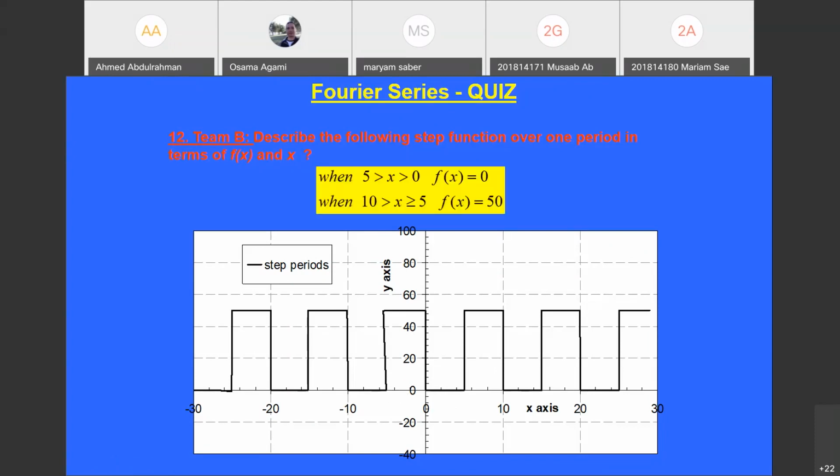Let's see. -5 to 5. When x is from 0 to 5, your function is 0. And when you have x between 5 and 10, you have 50, right? So this is your function, okay? And the period is exactly 10, okay? But your function is 0 in half of the period and it is 50 in the other half. Okay?